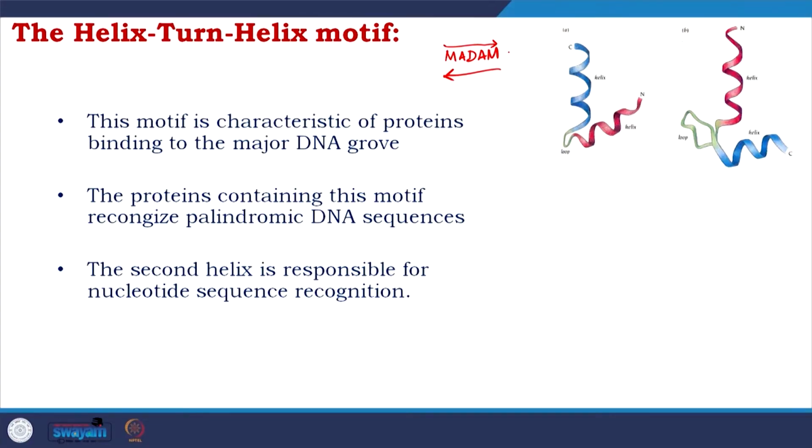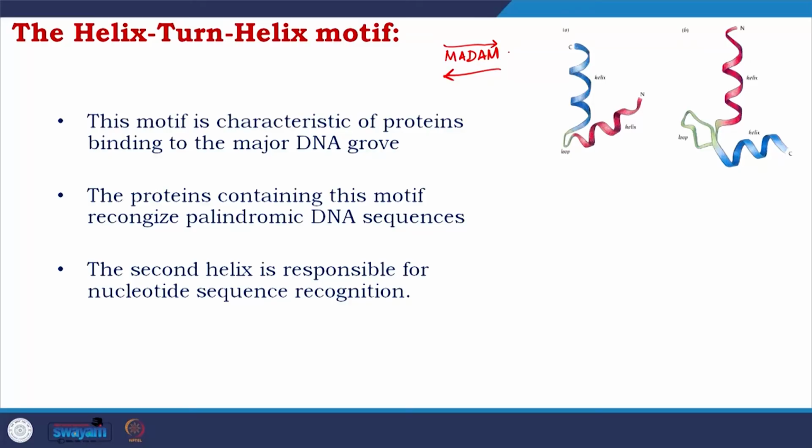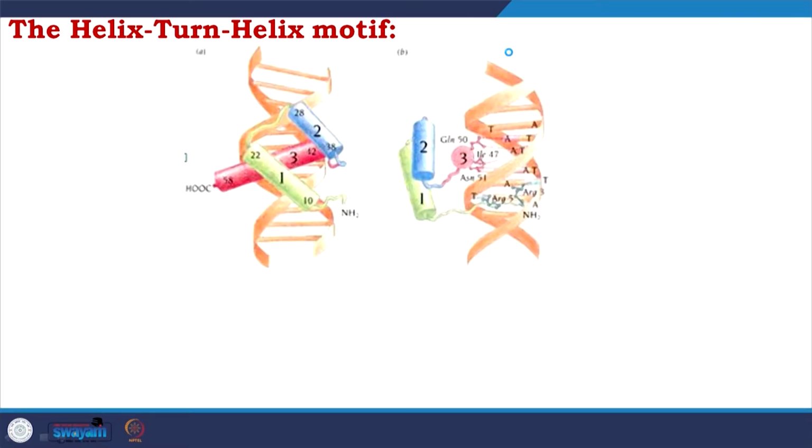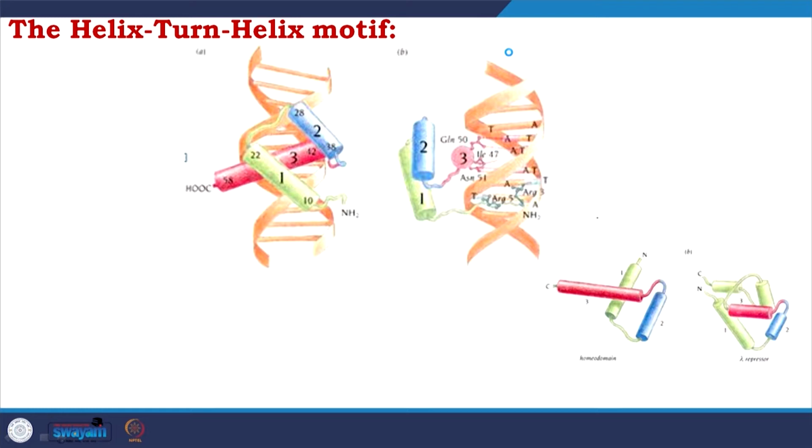The second helix is responsible for nucleotide sequence recognition. So, the first alpha helix goes and binds to the major groove, and the second helix is responsible for nucleotide sequence recognition. So, you see the binding in the helix turn helix motif.